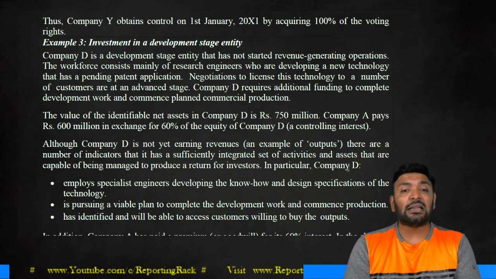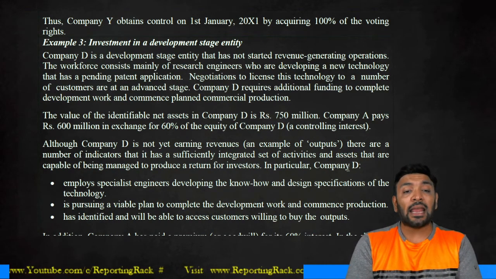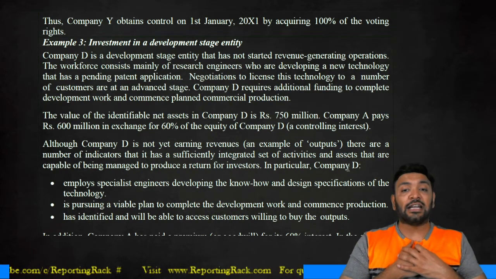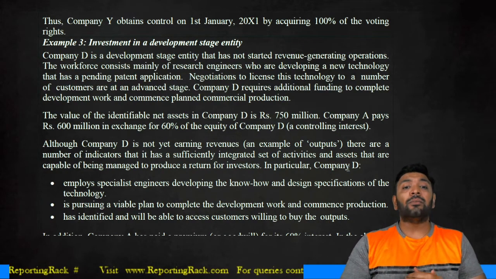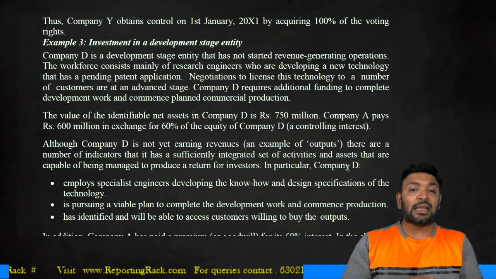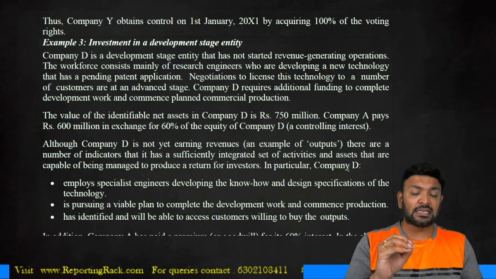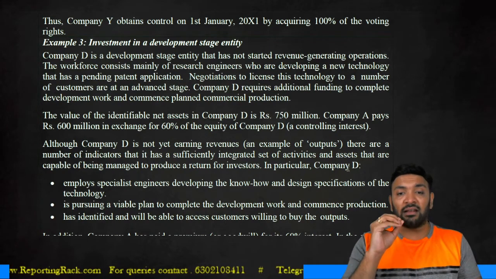The value of the net identifiable assets in D is 750 million. Company A pays 600 million in exchange of 60% of entity D, a controlling interest. Although company D is not yet earning revenues, there are a number of indicators that it is a sufficiently integrated set of activities and assets that are capable of being managed to produce a return to the investor.